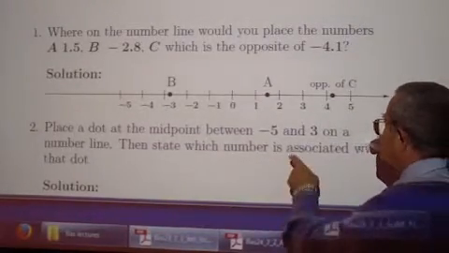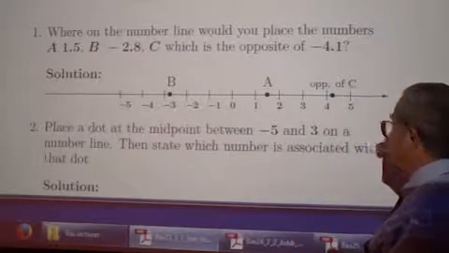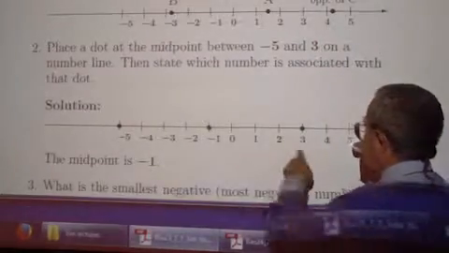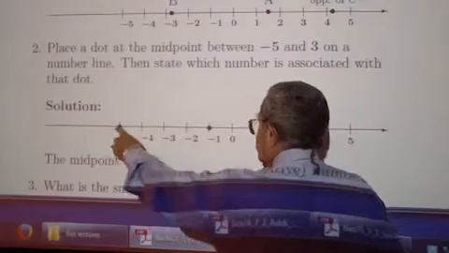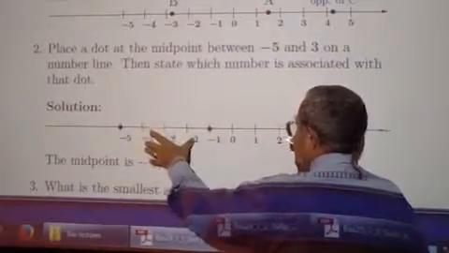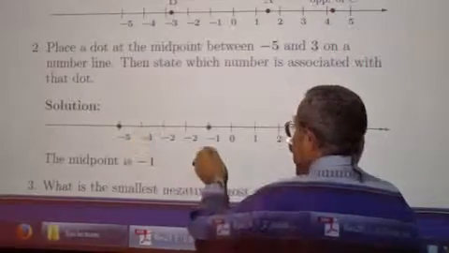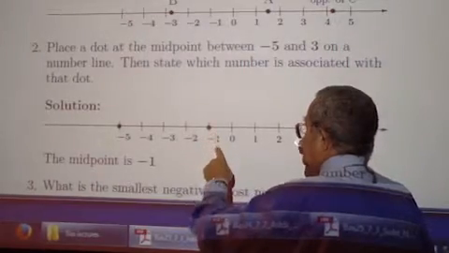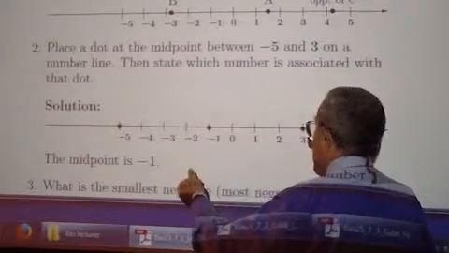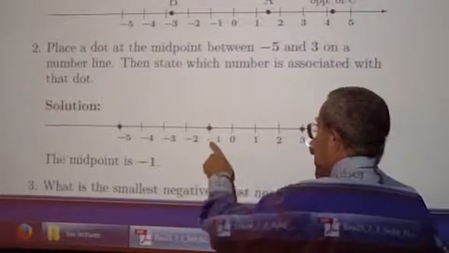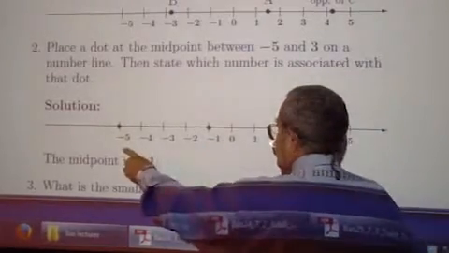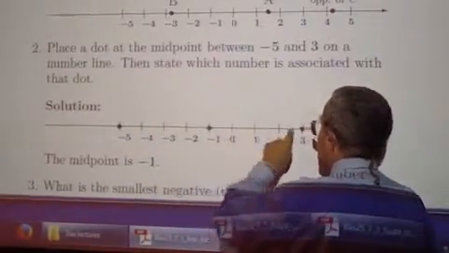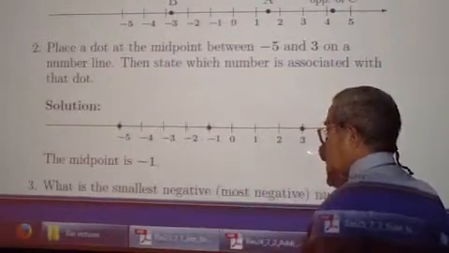Place a dot at the midpoint between negative 5 and positive 3 on the number line, and state which number is associated with that dot. You are at 3, at negative 5, that's a distance of 8. 5 intervals here, and 3 intervals here, that's a total of 8. And the midpoint is a distance half of 8, which is 4. 4 positions down from here is negative 1. So negative 5 to negative 1, 1, 2, 3, 4. Negative 1 to positive 3, 1, 2, 3, 4. That's indeed the midpoint. Midpoint is at negative 1.